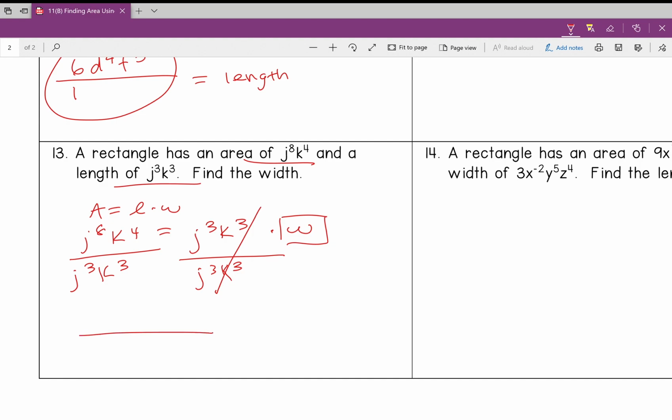So since I don't have any coefficients, I can ignore that part. So let's look at the j's. So I have j to the 8th and j to the 3rd. That becomes j to the 5th. It's positive, so it goes on top. And then k to the 4th over k to the 3rd, which just becomes k to the 1. It's positive, so it stays on top. Since I have nothing on the bottom, I can either leave it blank or I can put it over 1. So that's my answer, and this is the width. Now go ahead and try all the even ones on your own.